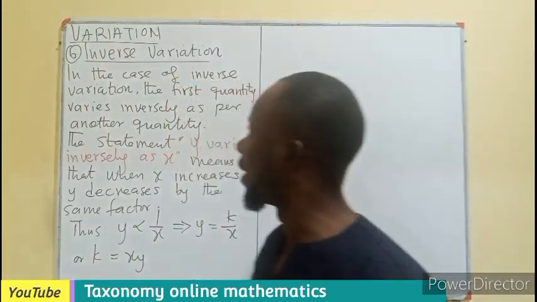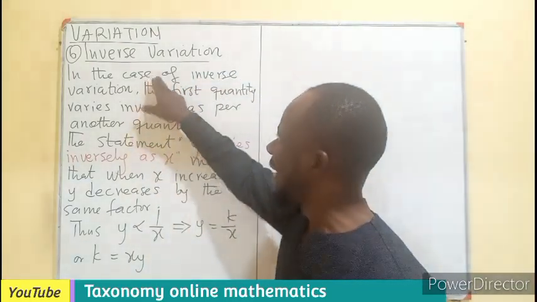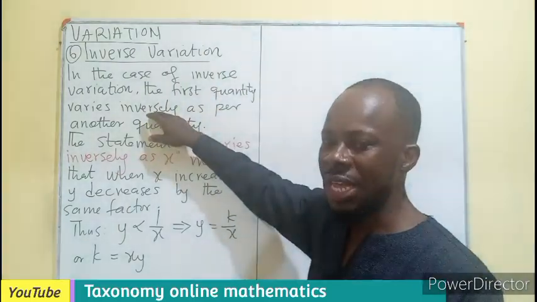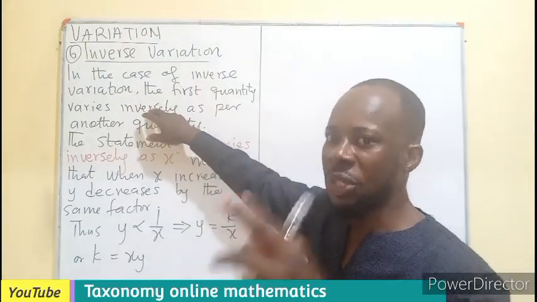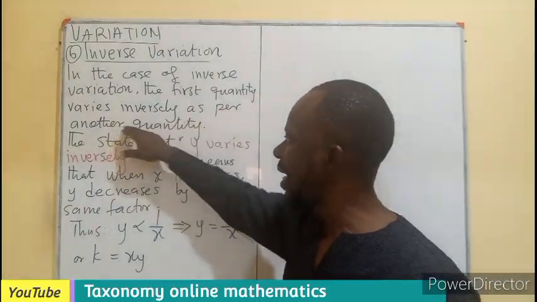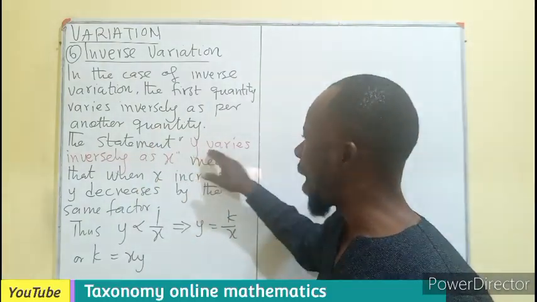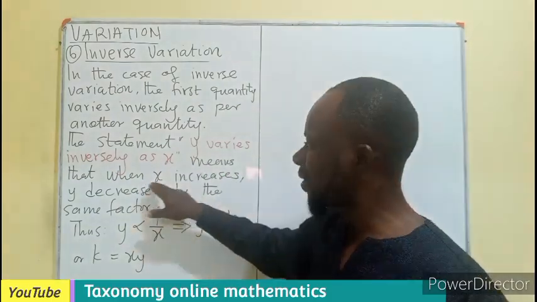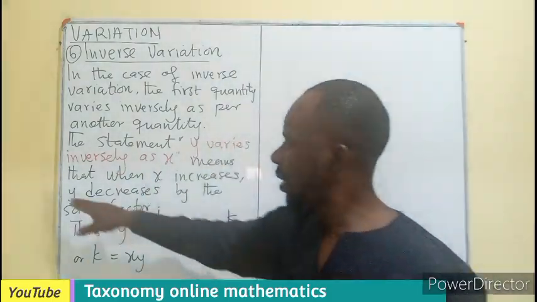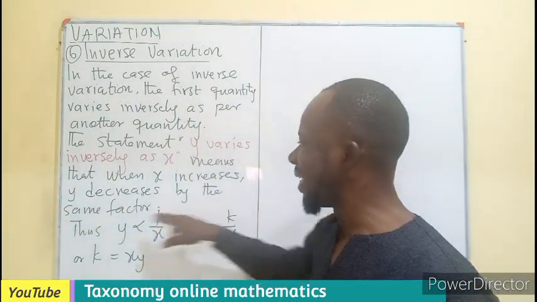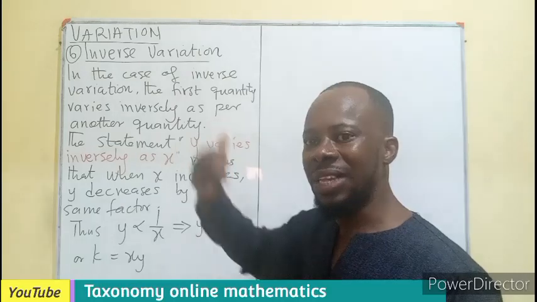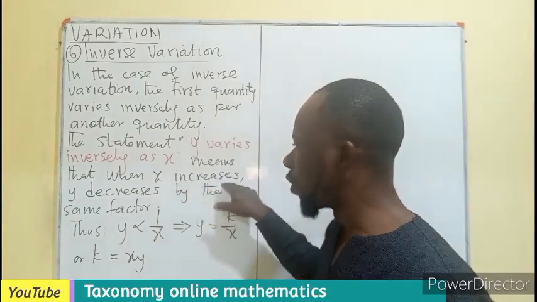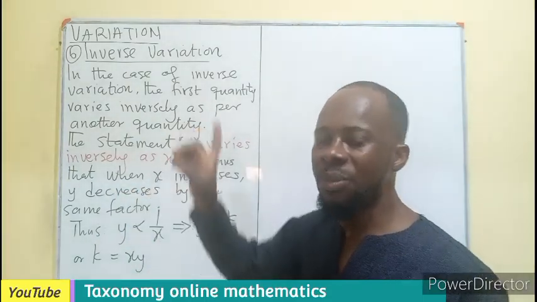from that. So in the case of inverse variation, the first quantity varies inversely. We know the inverse of a number is the reciprocal of the number as per another quantity. So the statement y varies inversely as x simply means that when x increases, y will decrease by the same factor. So as x is increasing, y will be decreasing, or vice versa. Meaning, if x is decreasing, the value of y will keep increasing.